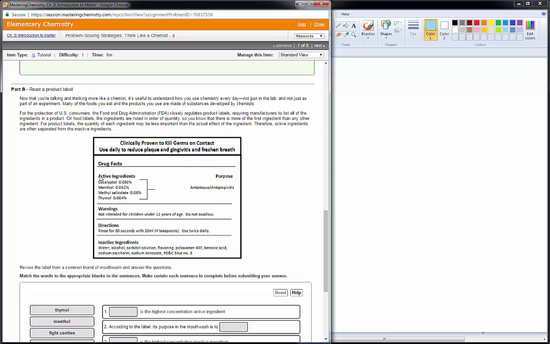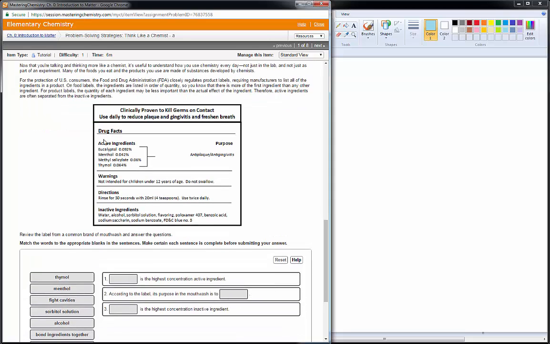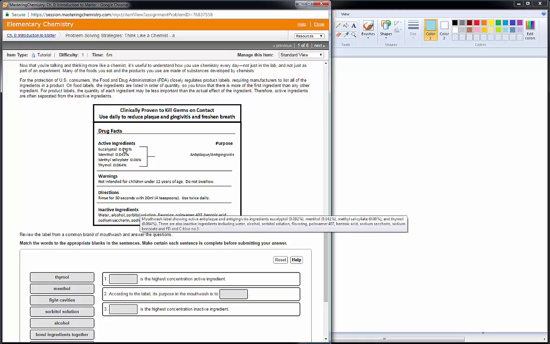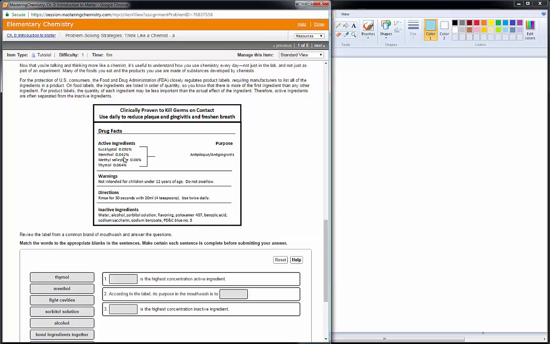Next, we're going to make observations based on a product label. And we can see, for instance, that on this product label, we have active ingredients separated from inactive ingredients. The active ingredients, it tells what they do, and they give the concentrations of these. And the inactive ingredients are listed. It does not give concentrations, but if you don't know, the FDA requires the products to label these in order of quantity. So you know you've got more water in there than alcohol, and more alcohol than sorbitol solution, and so on and so forth.